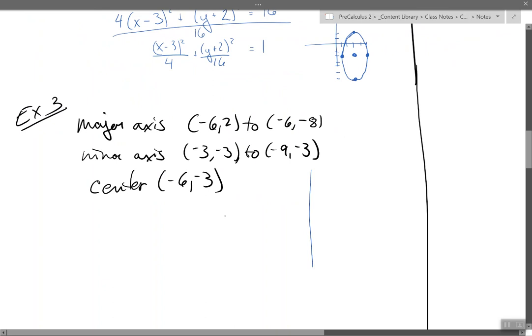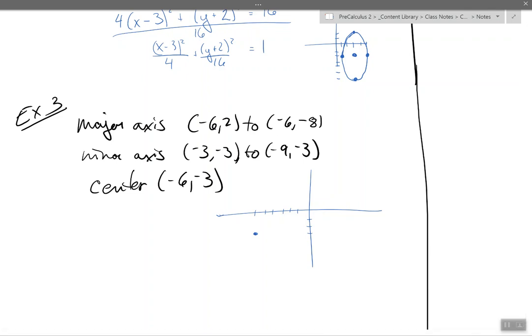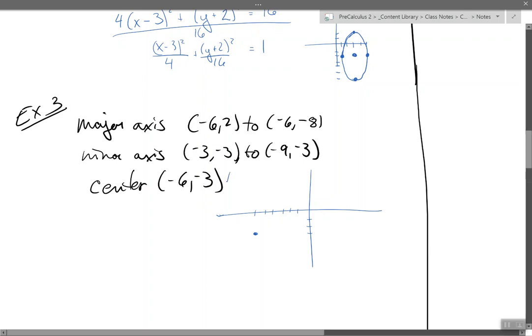So what we're going to do is we're going to make our big XY here. The first thing we're going to plot is the center. So -1, 2, 3, 4, 5, 6, down 1, 2, 3. There is our center. So I'm going to have to extend a little bit further this way, but that's okay. Now we're not going to worry about what's major, what's minor right now. We're just going to plot these 5 sets of points. That's all we're going to do.